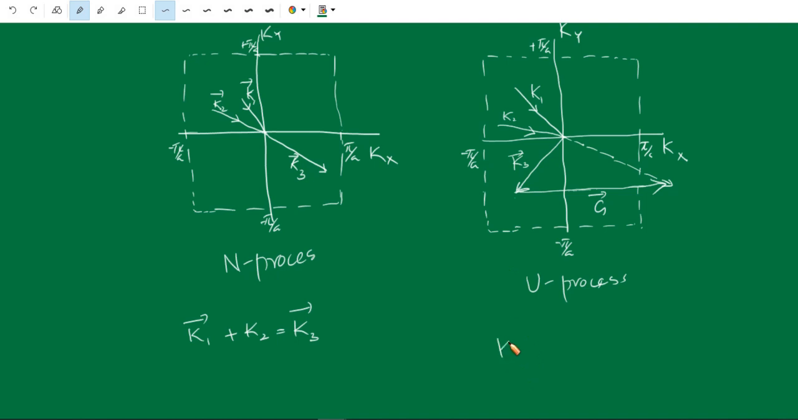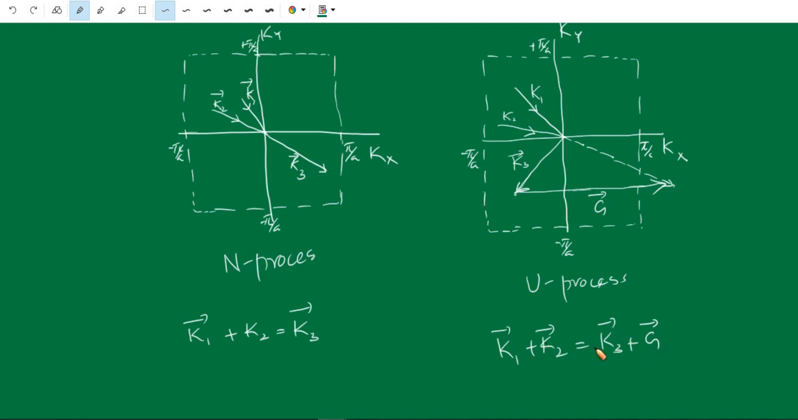So here K1 plus K2 is not equal to K3 but is equal to K3 plus another vector G. From this point and this point, this point and this point are equivalent, because the point outside this Brillouin zone has a corresponding point inside the Brillouin zone. To that point we can draw a vector that is K3. So K1 plus K2 is equal to K3 plus G. This G is a reciprocal lattice vector.